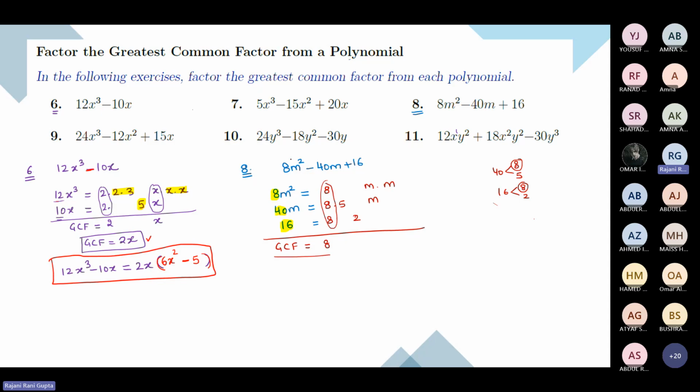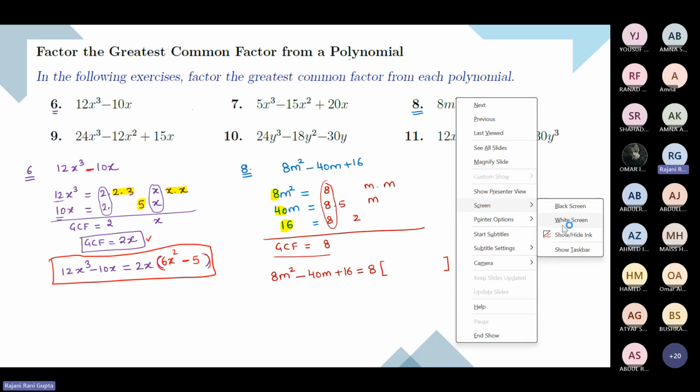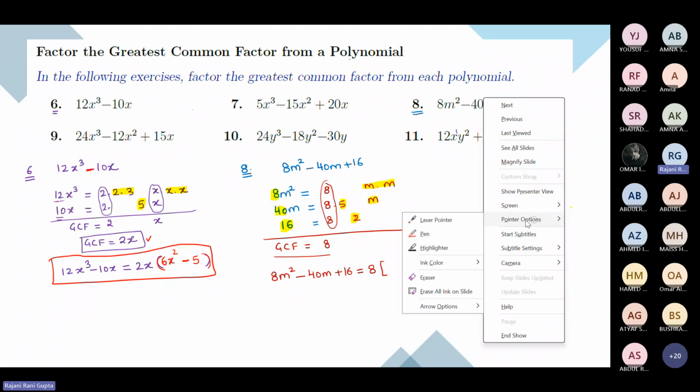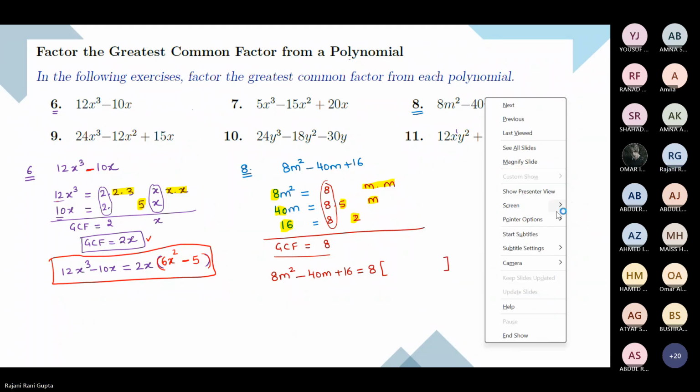Okay. So now come back to your question. 8m squared minus 40m plus 16. So you can write 8 as a common factor, and then you have to check which terms you are left with. So in the first one, you are left with m squared. In the second, 5m. And in the third, you are left with 2. Correct?